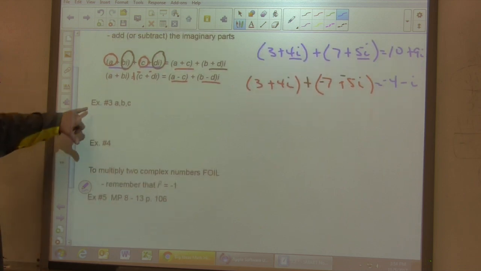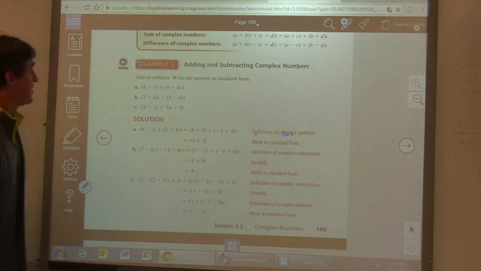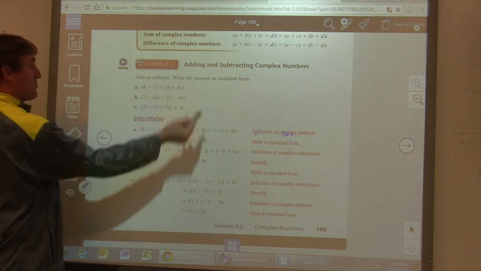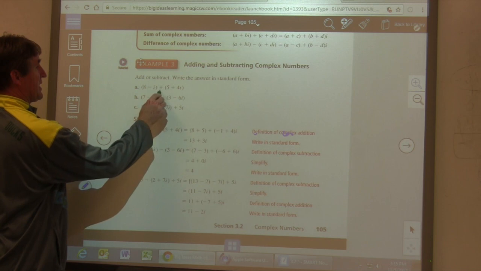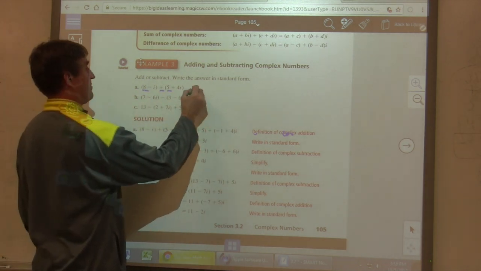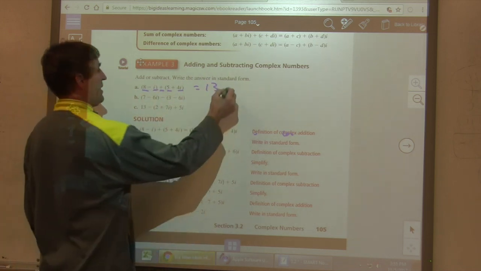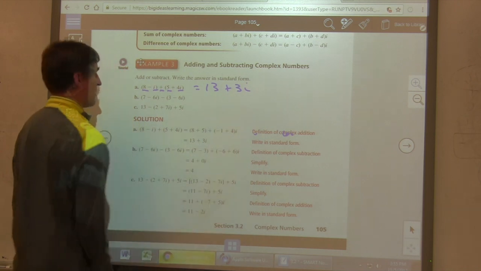So let's look at example 3 in the textbook. So we're going to add or subtract, whatever it is. This first one is addition. So again, we add the real parts. 8 plus 5 is 13. Negative i plus 4i would be plus 3i.